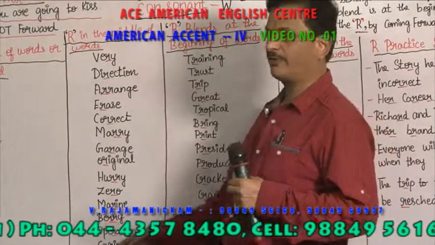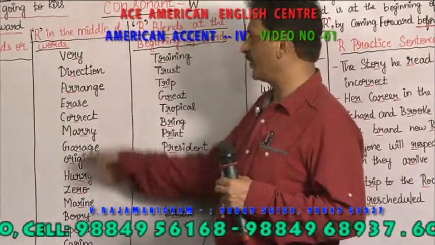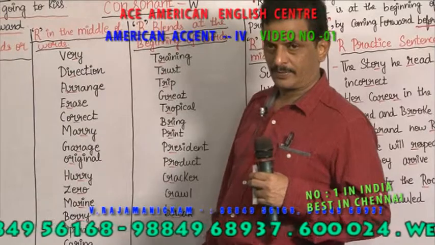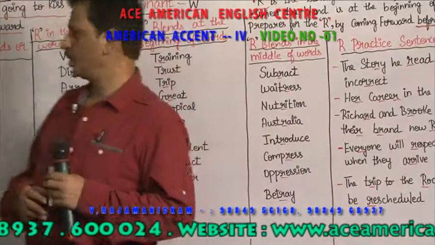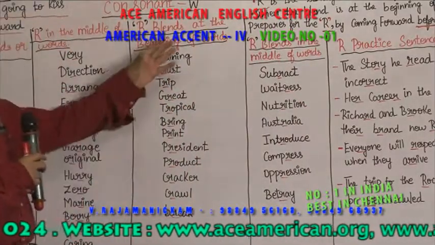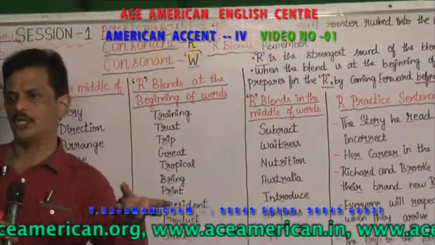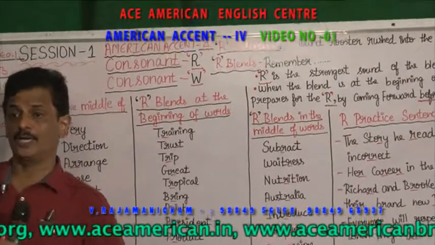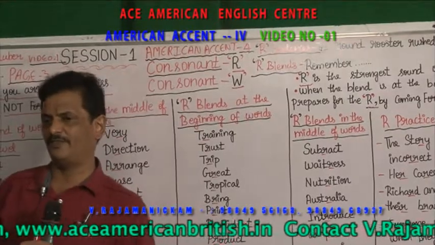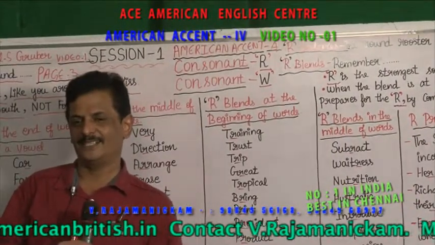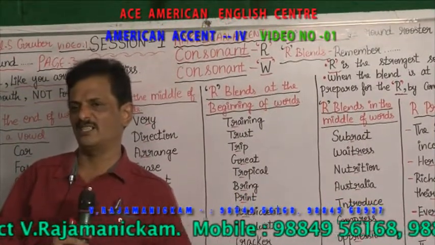Of course, before all these middle-of-the-word R's, you find a vowel coming before that. Very. Got it? Now coming here, R blends at the beginning of the word. What do you mean by blending? R joining with a consonant. When R is joining with a consonant in the beginning of a word, the letter other than R should not be given the first sound.